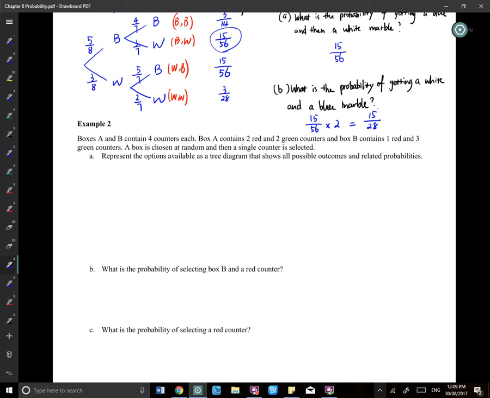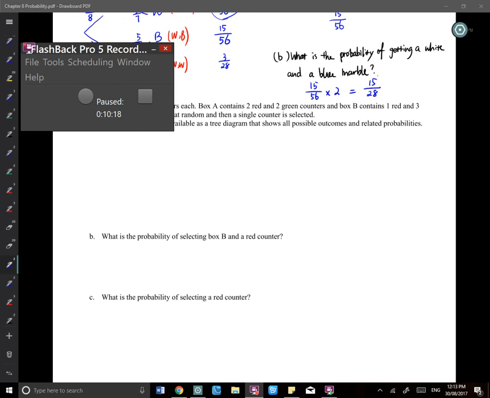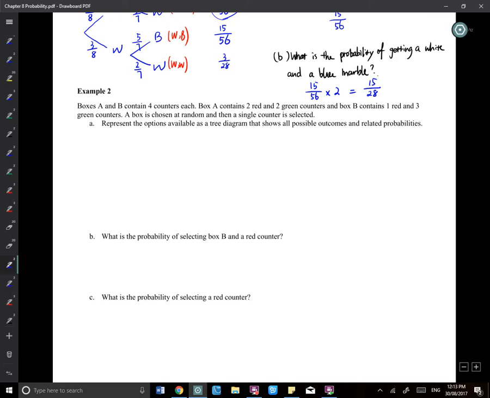This is like a tree diagram as well. It's a two-stage question as well. Boxes A and B contain four counters each. Box A contains two red and two green, and box B contains one red and three green. A box is chosen at random and then a single counter is selected. Draw a tree diagram showing all the possible outcomes and related probabilities.